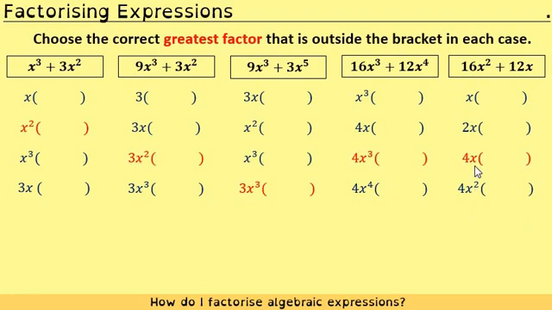So that leaves us with the last two to decide between, and the last one we can see has taken out x squared, which would be fine for the first term because we do have x squared here to take out, but in the second term we only have x to the power of 1, or just 1x. So actually it's not possible to take out x squared from this term, which is why the greatest possible factor is 4x.